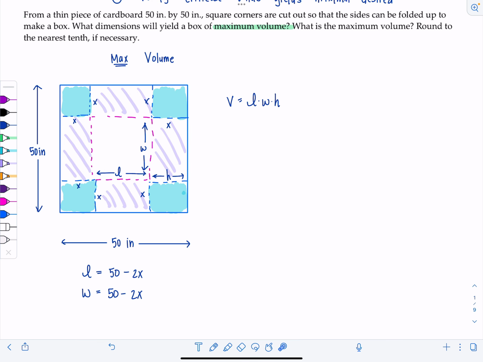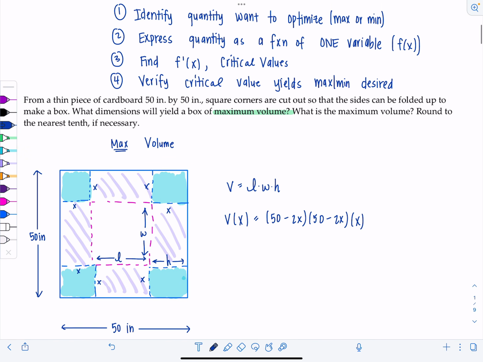And then the height, this is the height here, and that's just X. So it looks like I'm able to express length, width, and height all in terms of X, which is great. So I have V, volume, as a function of X. It's 50 minus 2X times 50 minus 2X times X. All right, let's see. Job 1 is done.